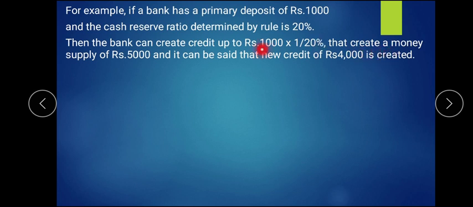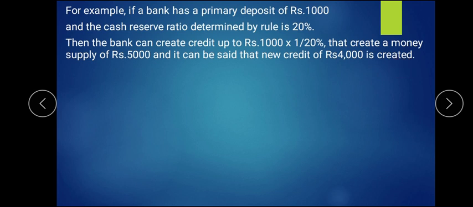So that is 1,000 into 1 upon 20, that is 1,000 divided by 20%. You will get your answer, that is 5,000. Now the new credit will be 4,000, because from that 5,000, the CRR kept at 20% is how much? 1,000. So 5,000 minus 1,000, that is 4,000 rupees of credit, or loan, being created by the bank.